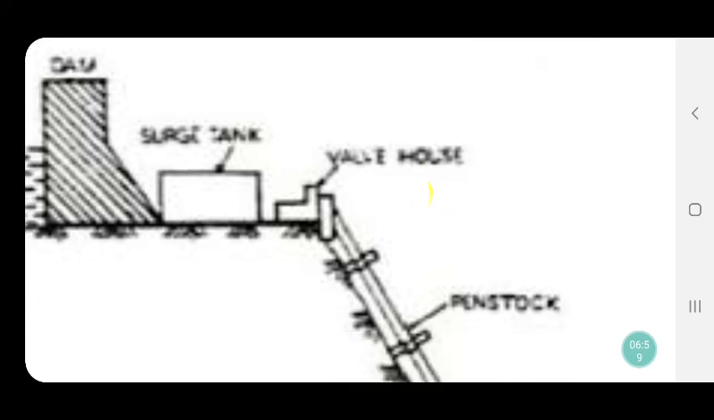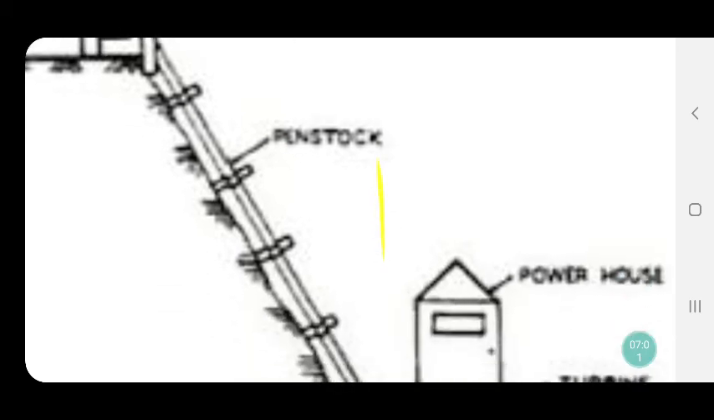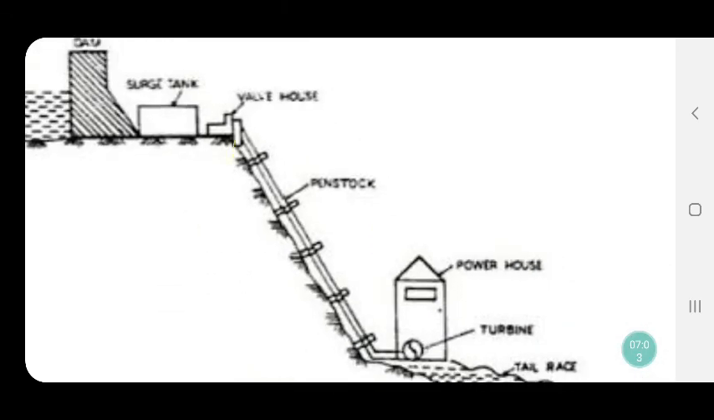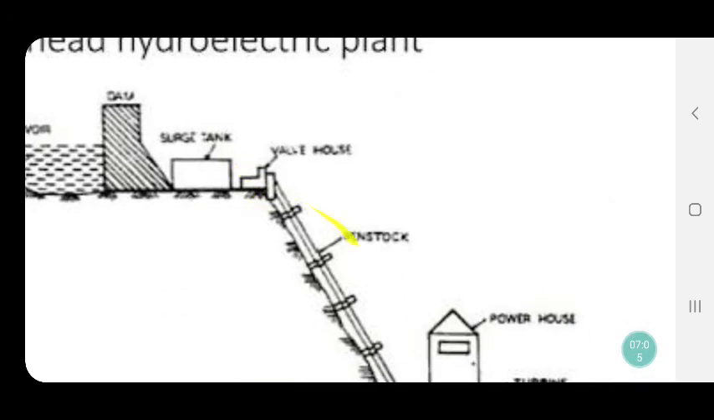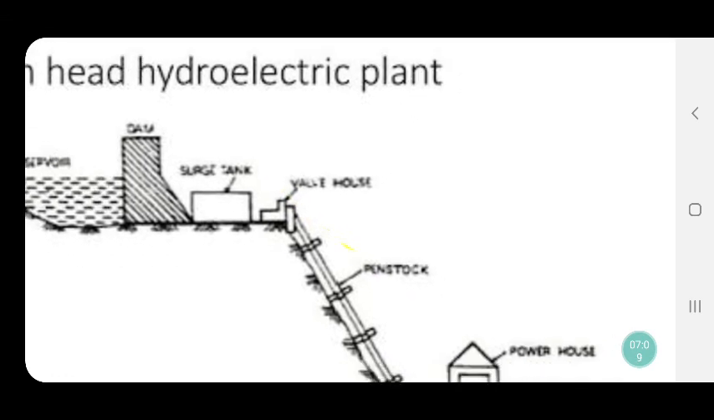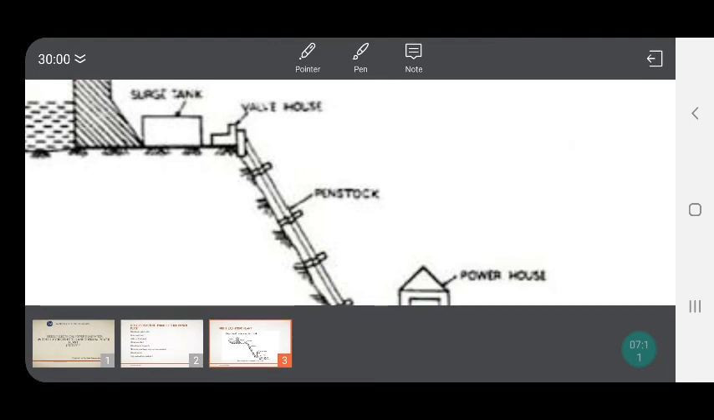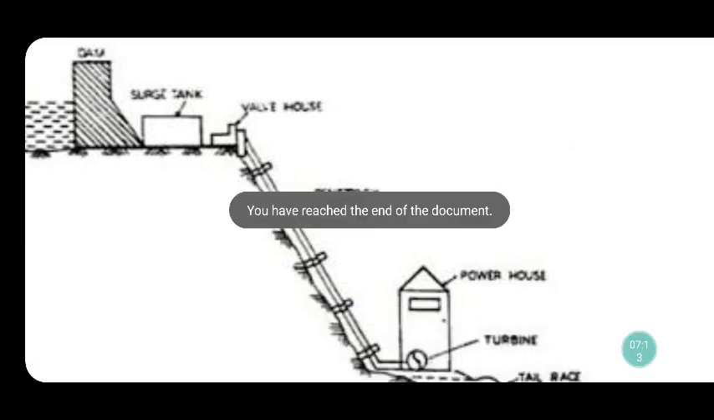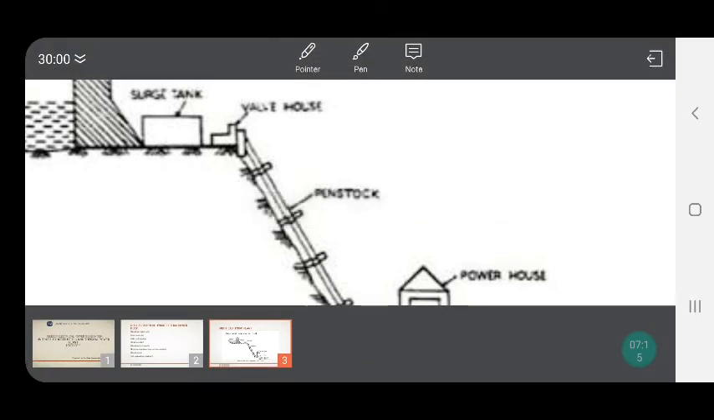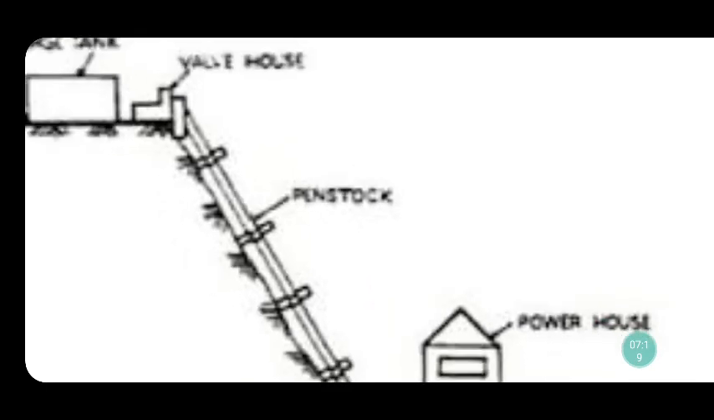This is the surge tank. Next, what is this? Penstock. Very important. You can see this tube from here to here, it is connected. The water will come from the surge tank to the powerhouse through this tube, which is called the penstock.